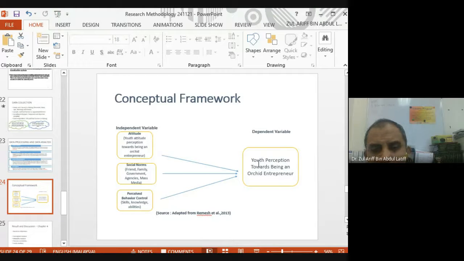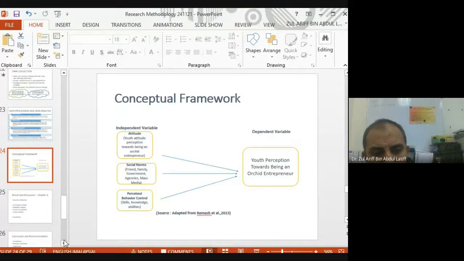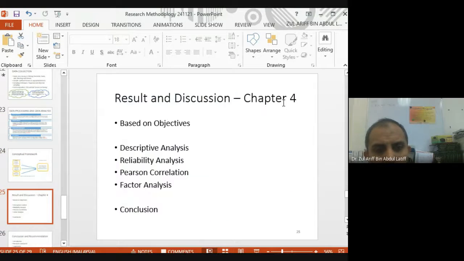So certain lecturers say, oh, if you use perception, then use the Knowledge, Attitude, and Perception model, the KAP model. Maybe some of you know about this KAP model, you can use that. Okay, this is the flow of chapter 4 based on your objective.